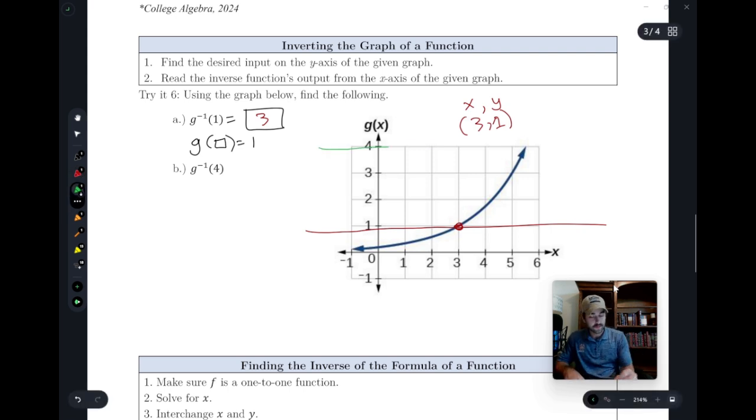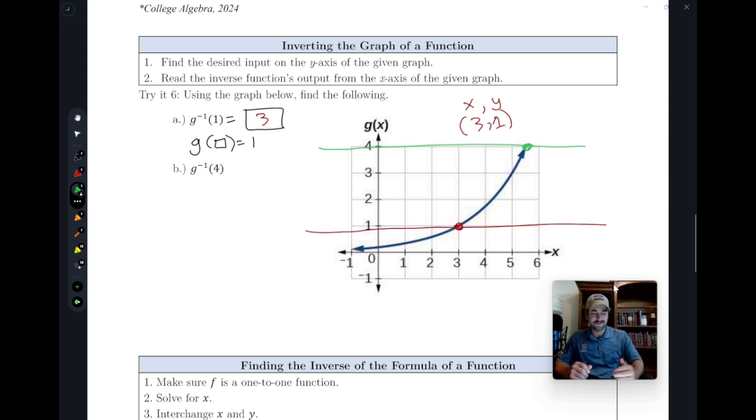And similarly, we can do the same thing up here at 4. Ooh, and that's not a perfect number, but let's just say it's 5.5, and if it's not, that'll be on me for picking a bad problem.